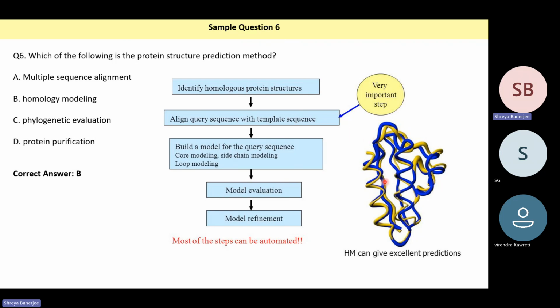That is what homology modeling is, and it can help predict the protein structure based on previously known structure-sequence relationships. So it is option B. Homology modeling basically predicts the structure of an unknown sequence based on known sequences and structures. So it is a structure prediction method, that is homology modeling, option B.